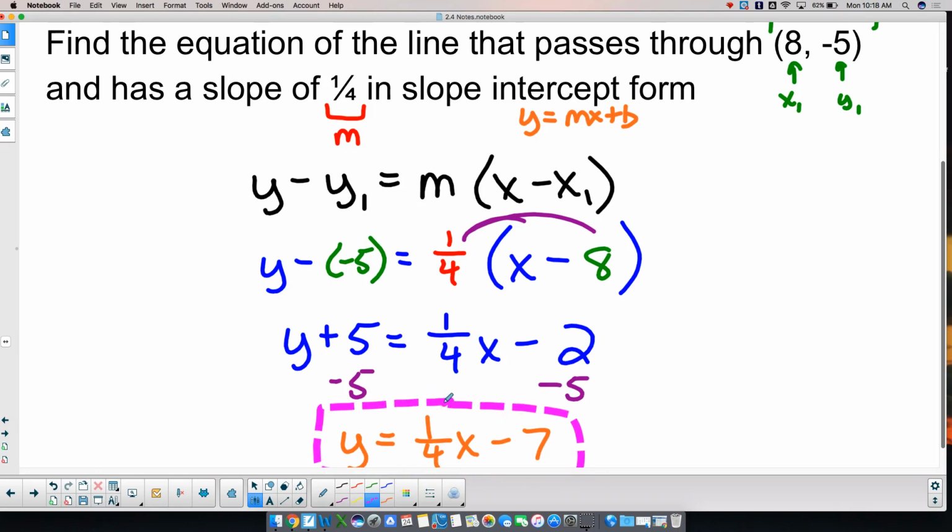Quick check to make sure I'm right. If I plug in my x value from my point, I should get out my y value of the point, if it truly goes through that point. Okay, 8 times 1/4 is 2. 2 minus 7 is negative 5, and negative 5 is equal to negative 5. So we found it.